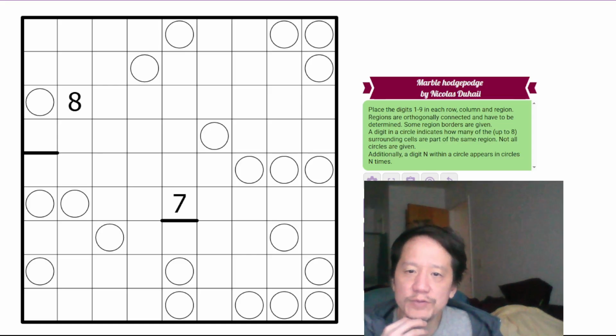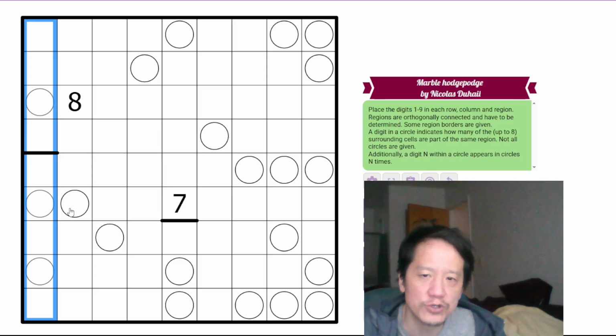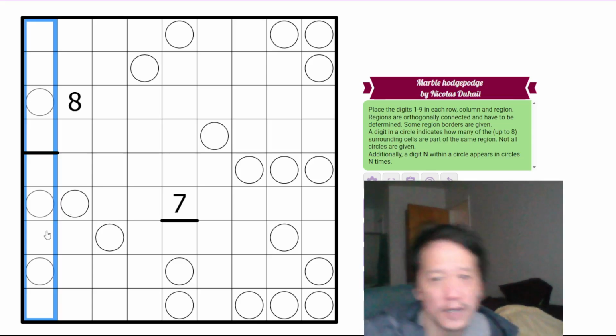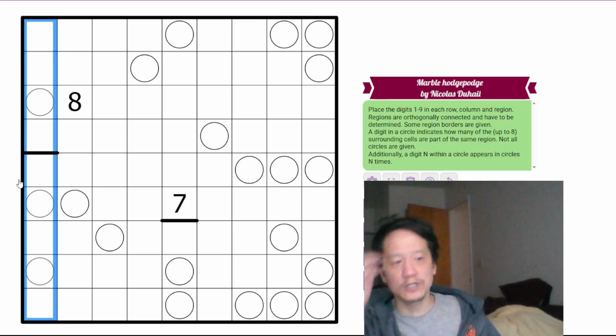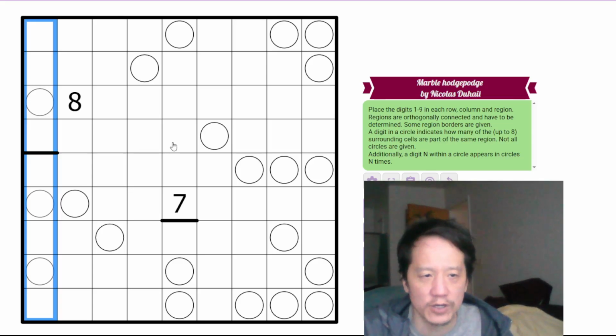Place the digits 1 through 9 in each row, column, and region. Regions are orthogonally connected and have to be determined. Some region borders are given. So this is actually chaos construction rules. And we have to construct the regions such that there are 9 cells in each region, and the regions must be orthogonally connected.